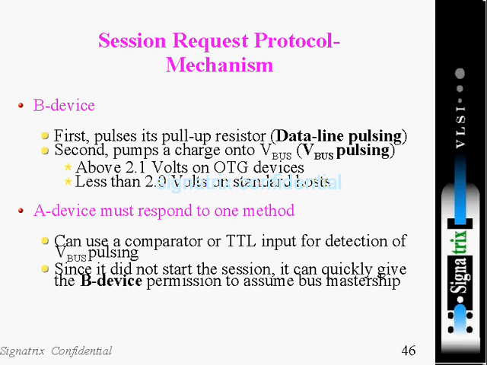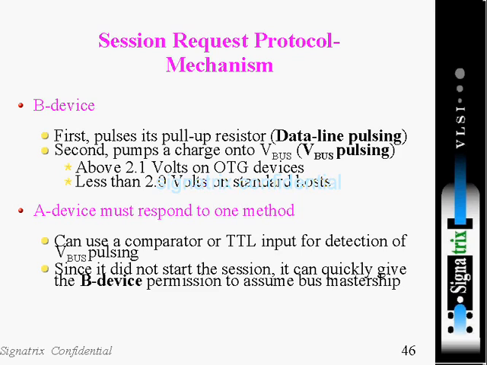Next, we are going to see how this session request protocol happens. First, what will the B device do? It will pulse its pull-up resistor. That is called data line pulsing. There are two methods to do this SRP mechanism. The first method is data line pulsing. The second method is VBus pulsing.